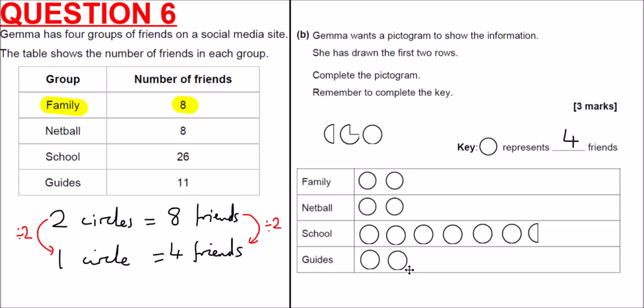And to get from 8 to 11 friends, we need a final 3 friends. If a full circle is 4 friends, half a circle would be 2, and a quarter of a circle is 1 friend. And so for 3 friends, what we need is 3/4 of a full circle. So the final one for guides is we need to include a symbol, which is 3/4 of a circle. And that's part B of question 6 done.